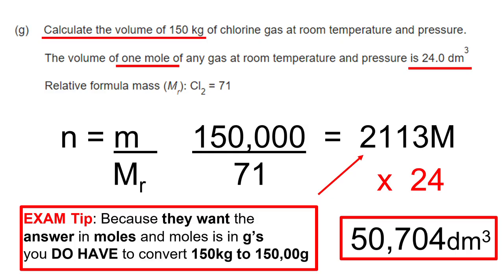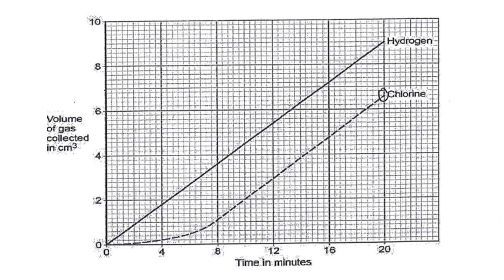Calculate the volume of 150 kilograms of chlorine gas. Okay, well, number of moles is mass over molecular mass. And because they want it in moles, I do have to convert the kilograms to grams this time. And I get 213 moles multiplied by 24, and you get 50,704 liters. That's the volume of 150 kilograms of chlorine gas.